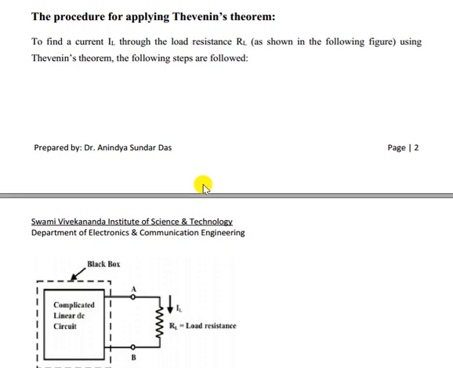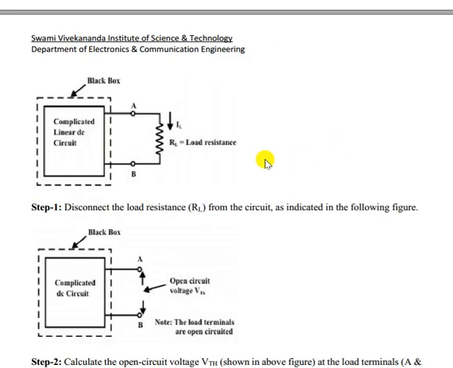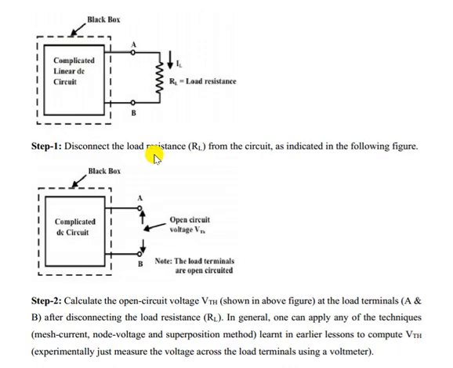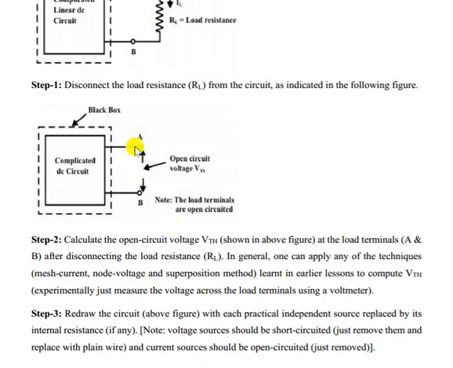Now the procedure for applying the Thevenin theorem. Say we have a complicated linear DC circuit and a load resistance connected here. The first step is to identify the load resistance in the circuit and remove it. Then we have an open circuit here, and across this AB point we have to find the open circuit voltage, which is known as VOC or VTH, the Thevenin equivalent voltage.